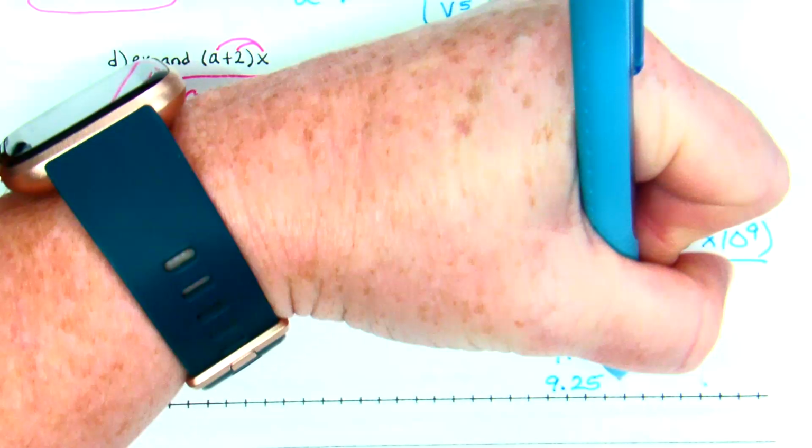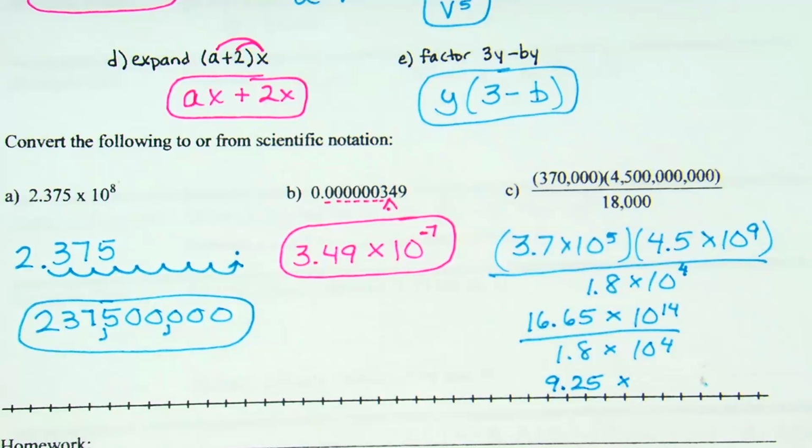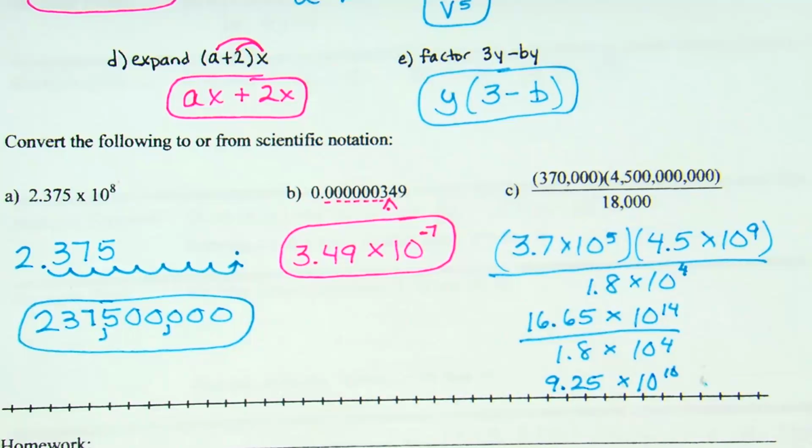Always stop and ask yourself at the end, before you circle this answer, am I in scientific notation? I ask that because occasionally you end up with a number like 92.5 or something, where you now have to adjust, right? But in this case, we are in scientific notation. So 9.25 times 10 to the 10th.